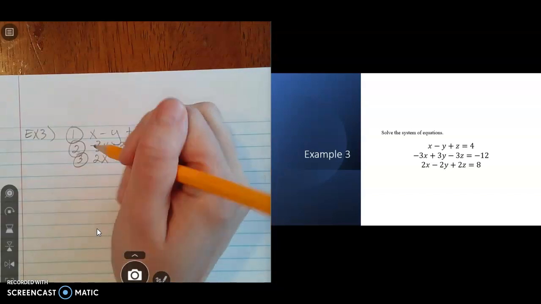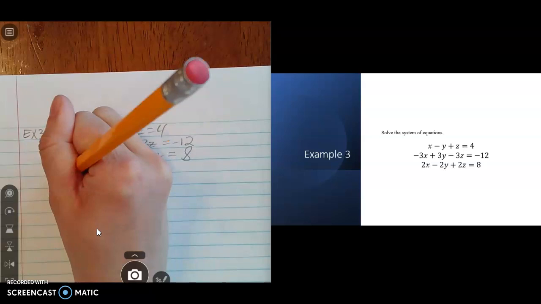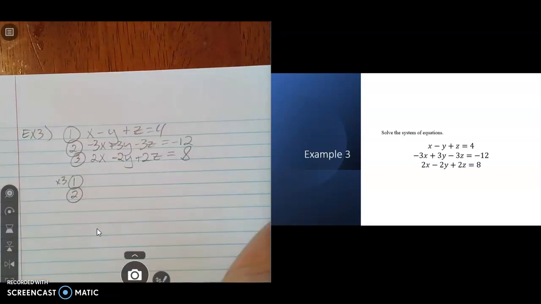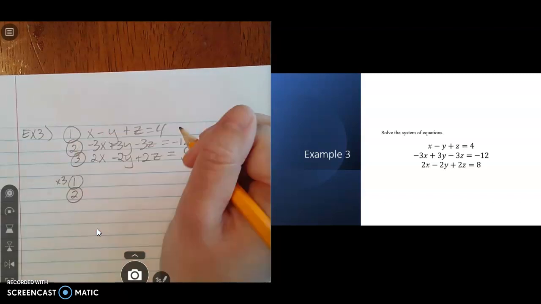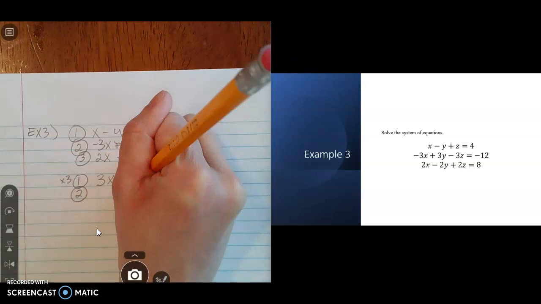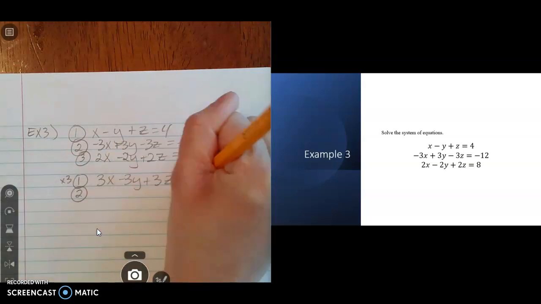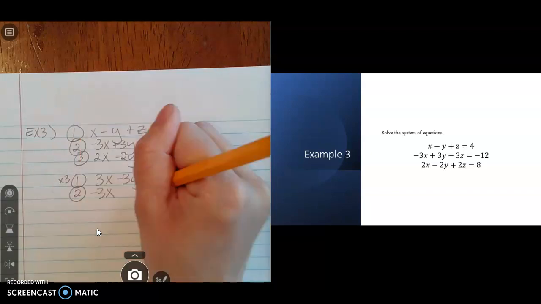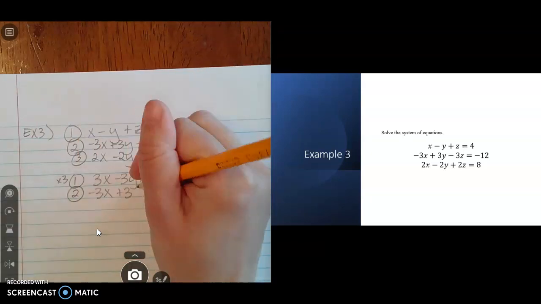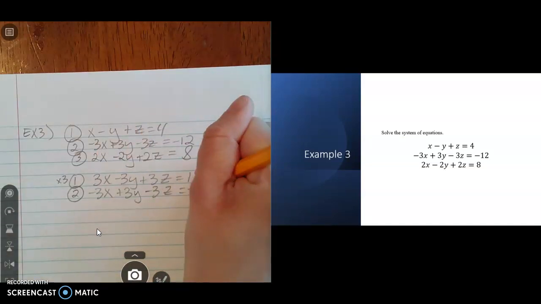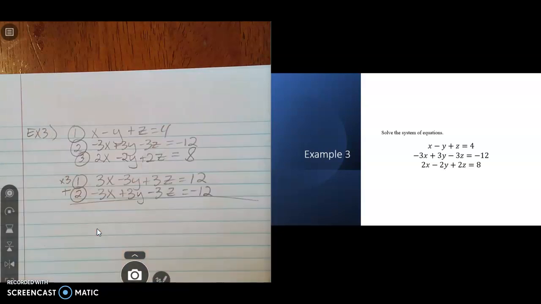If I take my equation 1 and multiply it by 3, that's going to match up nicely with my equation 2. Equation 1, if I multiply both sides by 3, I will get 3x minus 3y plus 3z equals 12. I'm not doing anything at all to my equation 2 because it matches up now. You have negative 3x plus 3y minus 3z equals negative 12. When I add those two together, everything cancels.